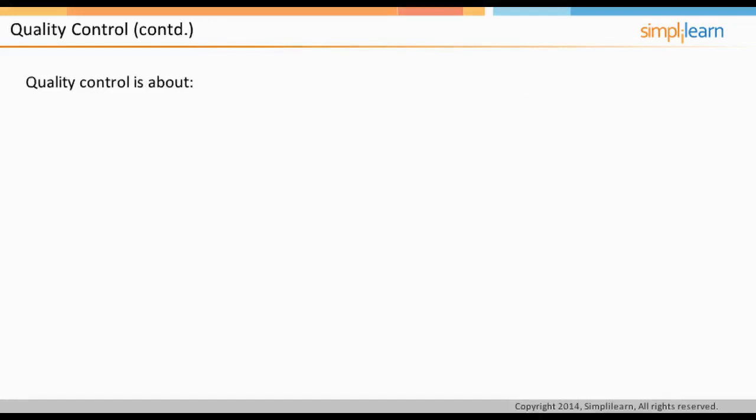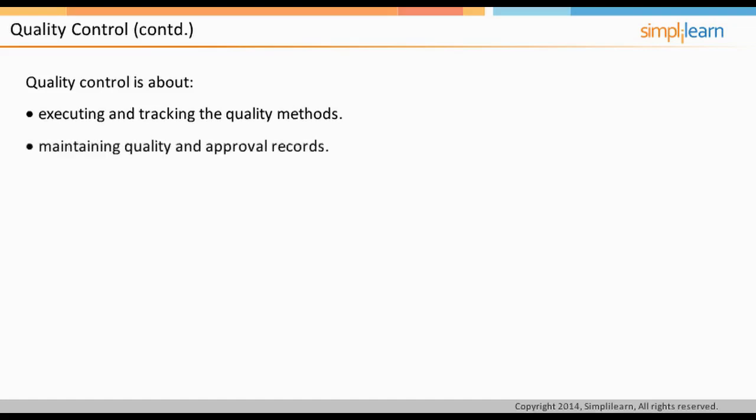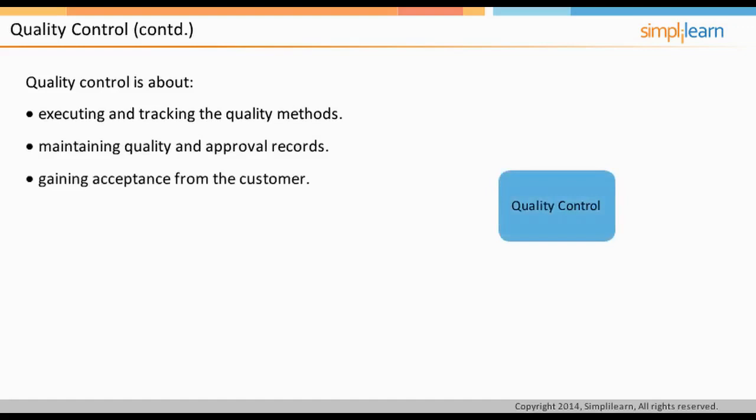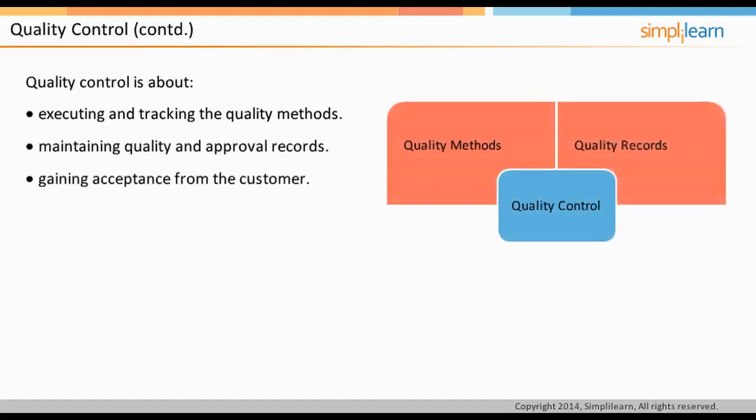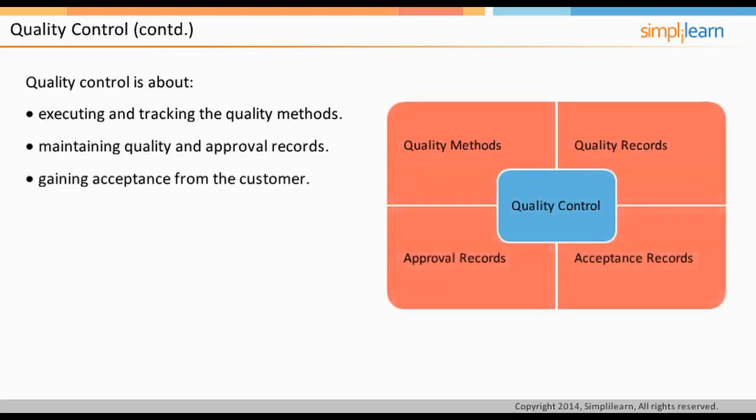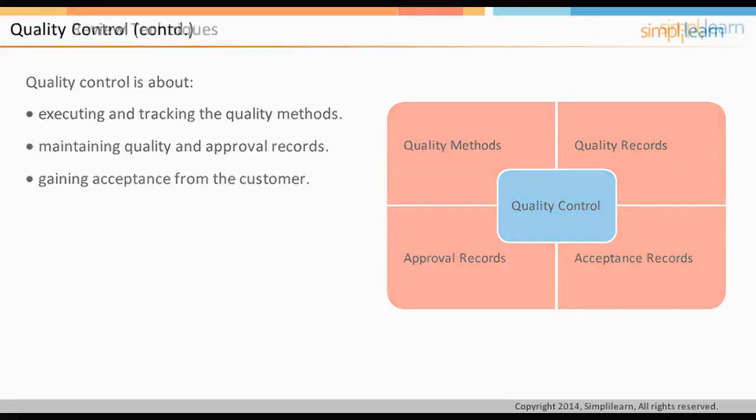When planning is complete and work gets underway, quality control involves executing and tracking the quality methods defined. Quality control is achieved by implementing, monitoring, and recording the quality methods and responsibilities defined in the quality management strategy and product descriptions. Quality control is about maintaining quality and approval records. It is also about gaining acceptance from the customer. Hence, it includes quality methods, quality records, approval records, and acceptance records. In the following screen, we will find out why these records are required.